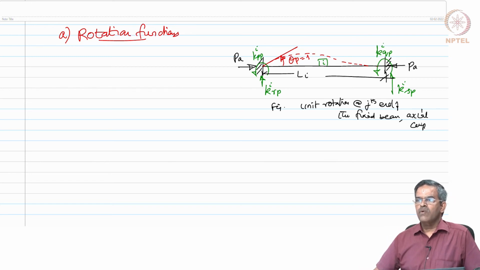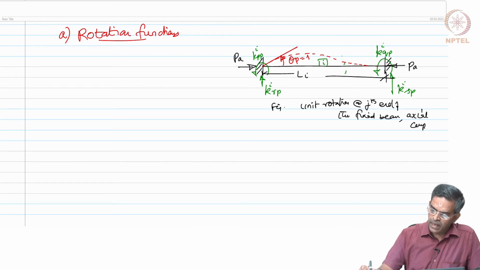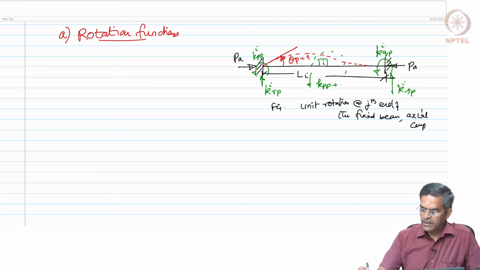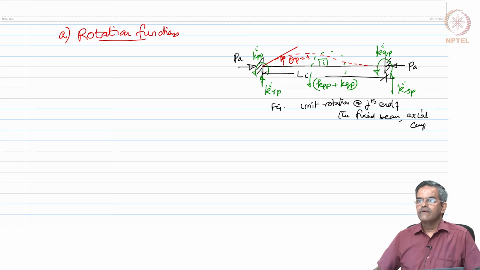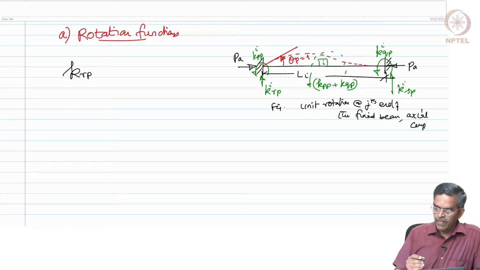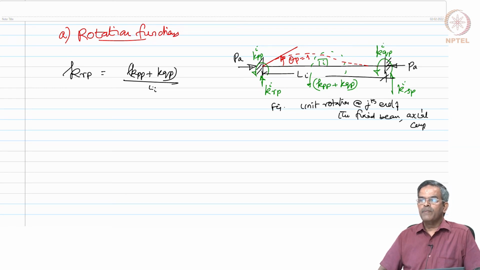Okay. So, now when you do this, this will start developing moments and shear at both ends of the member, both j and kth ends, is it not? So, now this has an unbalanced moment anticlockwise, which will be KPP plus KQP, am I right? So, can I now say KRP will be actually equal to this unbalanced moment by L or Li, because that is going to form a couple.